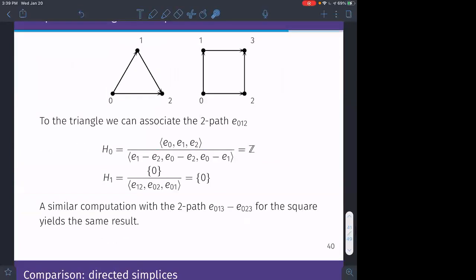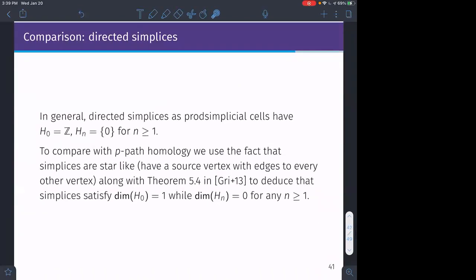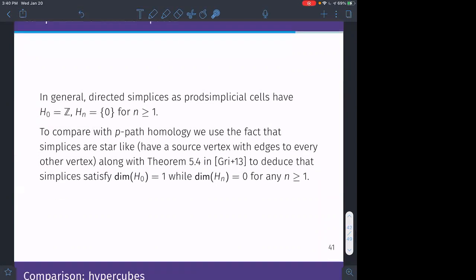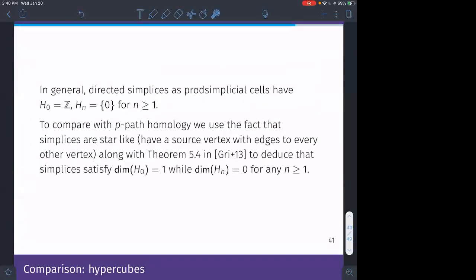And if I were thinking of generalizing that result, as far as the triangle being a simplex and this being a cube, I can. It holds in general for directed simplices. So those are always going to be trivial, starting with n equals 1. And the same holds true for hypercubes. So all I'm doing is citing the result in the papers I read, their equations and theorems.